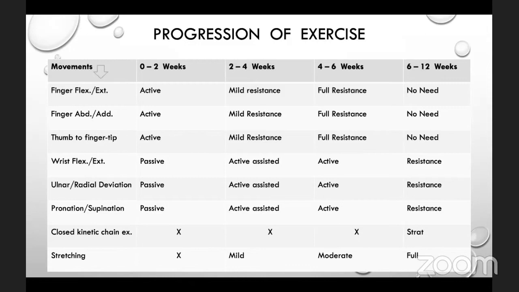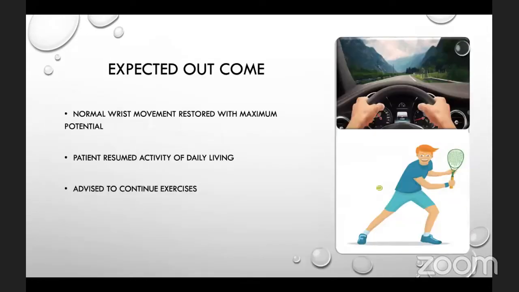And the expected outcome was that the patient's wrist was normal, and we restored maximum potential. He was able to do activities of all daily living, and I advised him to continue all those exercises which I taught. And if there is any difficulty or problem, consult the surgeon or therapist. So this was my presentation.